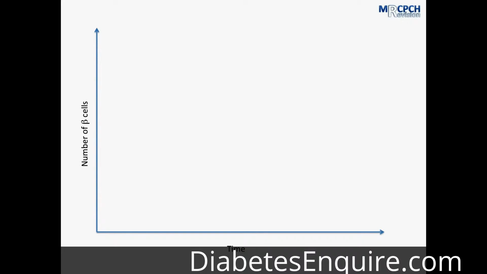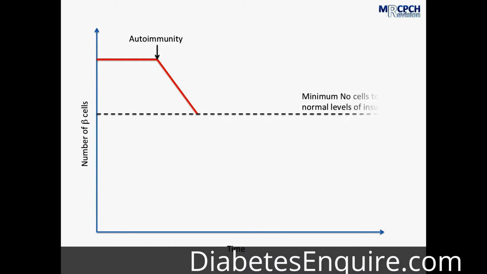So here we have a graph representing time and the number of beta cells in the pancreas. And in normal individuals, that number remains pretty constant. But in diabetes, when we have the autoimmunity beginning, we then begin to see a fall in the number of beta cells. And this continues until we reach a level where we can no longer produce enough insulin to maintain a normal glucose level.